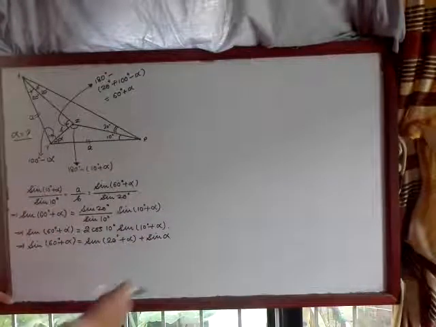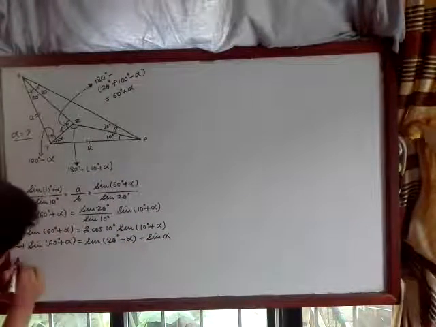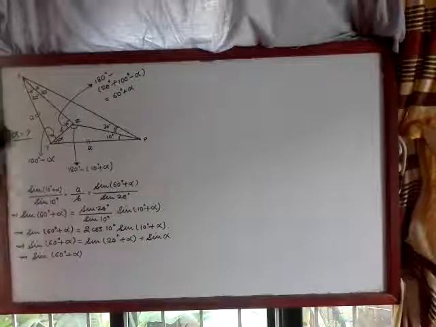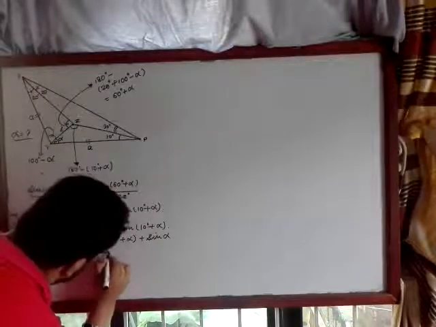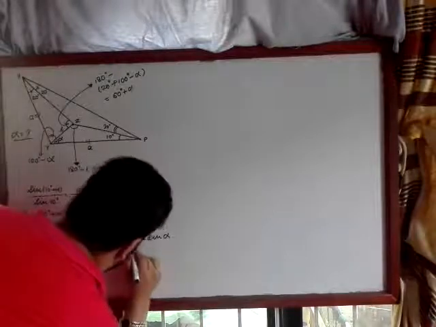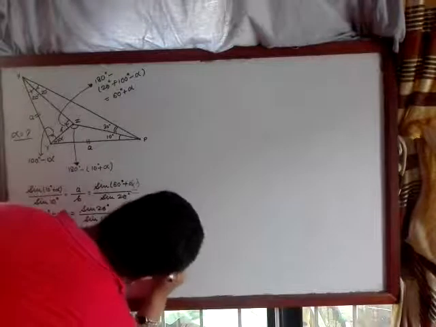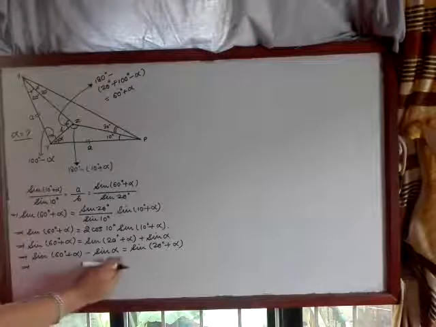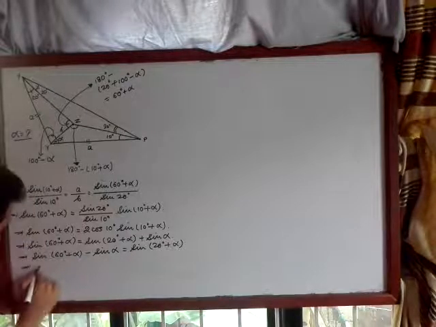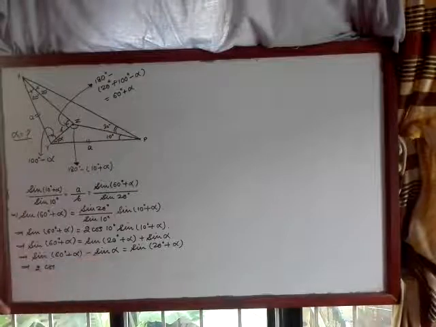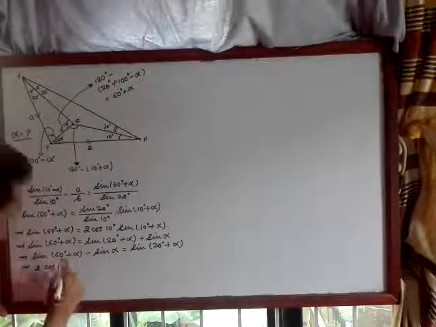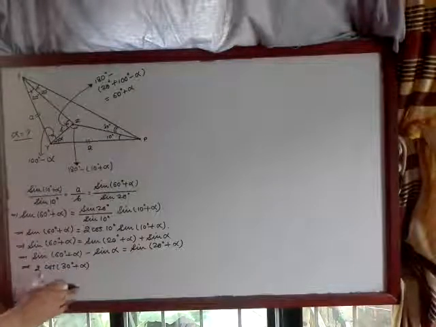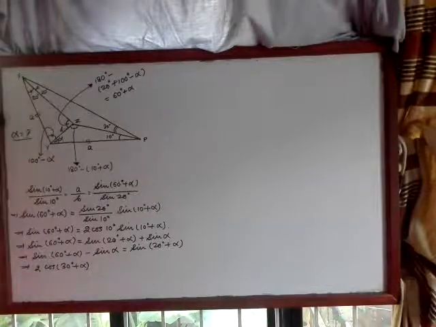Okay. Now let's take this sine alpha to the left hand side. What do we get? Sine 60 degrees plus alpha minus sine alpha is equal to sine 20 degrees plus alpha. Now this means sine A minus sine B means 2 cos A plus B by 2, so this is 60 plus 2 alpha by 2 means 30 plus alpha, and sine A minus B by 2.